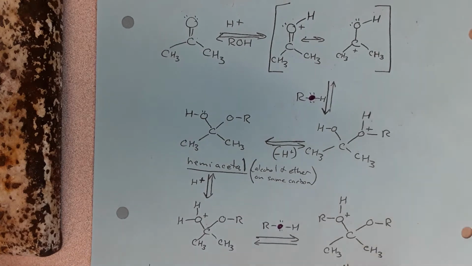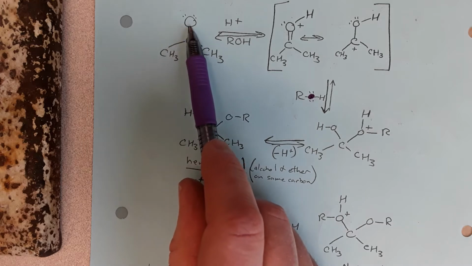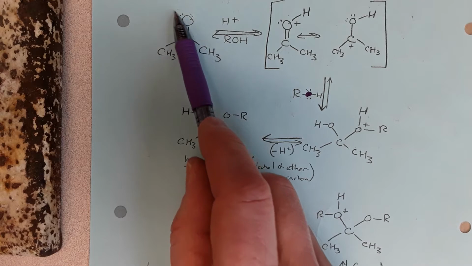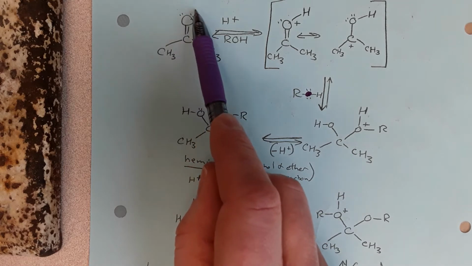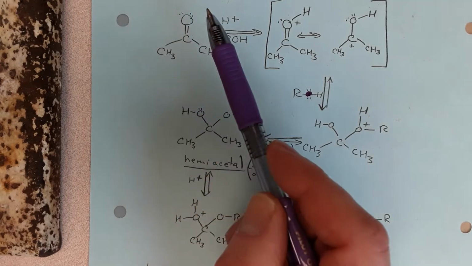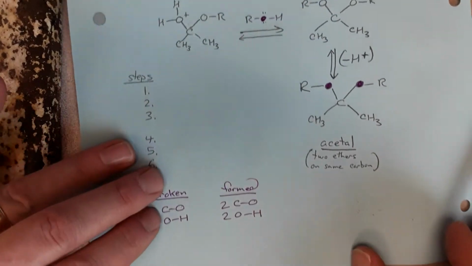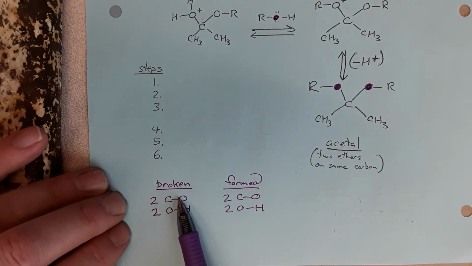So overall, we're going to break the sigma and pi bond to oxygen, and we're going to form two OH bonds here. And so this is going to become water. So we're forming two OH bonds and breaking two CO bonds. So down here at the bottom, forming two OH bonds and breaking two CO bonds.